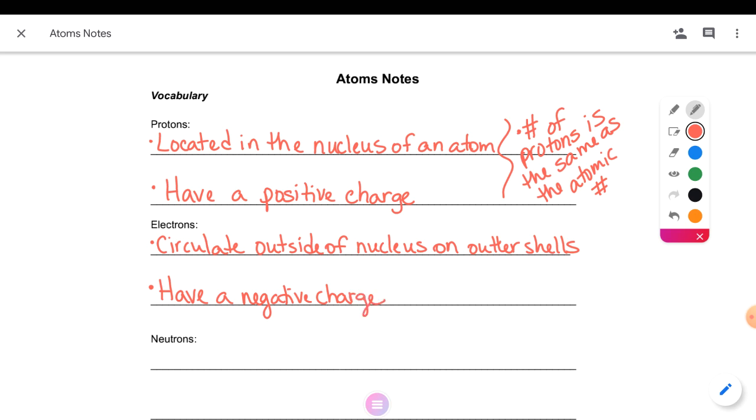And how do we know how many electrons there are, Parker? By the number of protons. Yeah, it's the same as the number of protons. So I'm just going to put another bullet point. Same number as the number of protons.